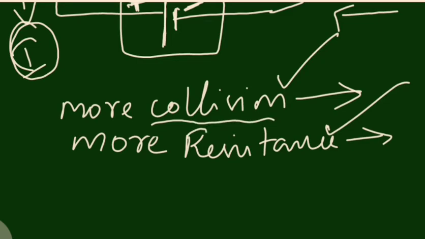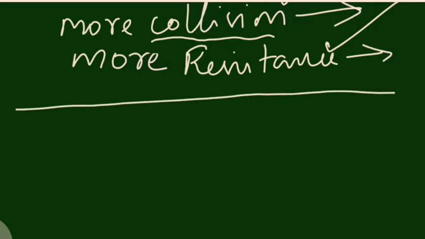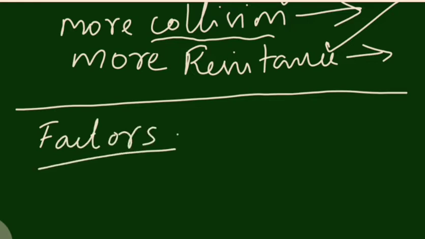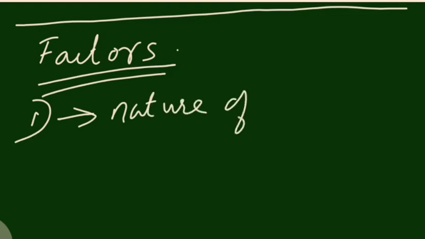Now let us see what factors affect the movement of electrons, or what are the factors affecting the resistance. The most important, or the first factor affecting the resistance, will be the nature of the conductor.